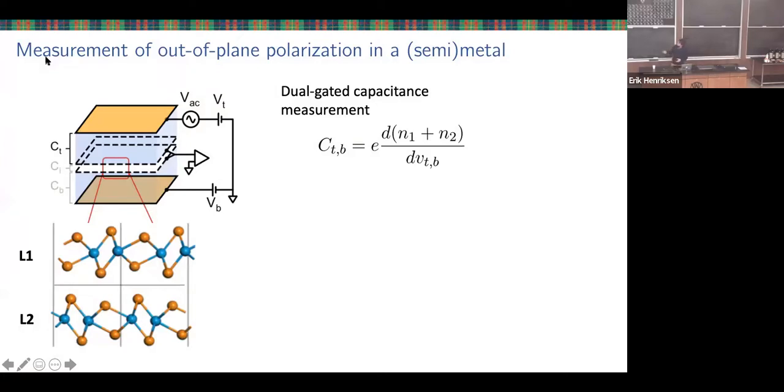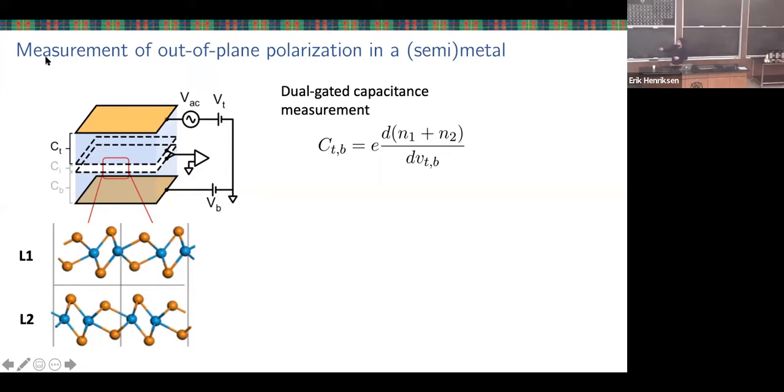So this is the structure of the device that we made. There's a bilayer of WTe2 sandwiched between a top gate and a back gate. The measurement we make is capacitance. We apply a small AC signal to one of the gates, and we measure the change in the charge on the 2 layers of this bilayer simultaneously. So the capacitance that we measure, the top capacitance or the back gate capacitance, is the change in the total charge on this plate given a change on the top or the bottom plate.